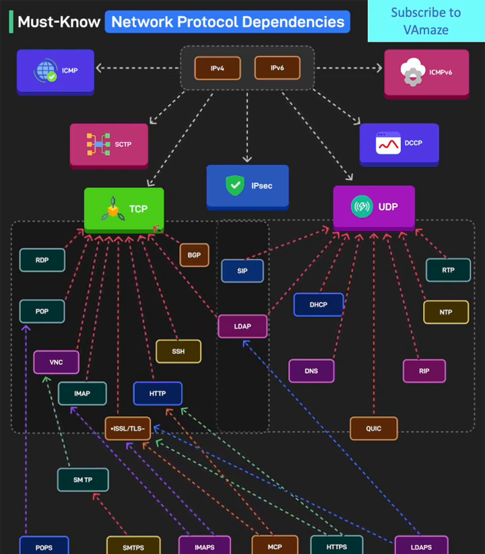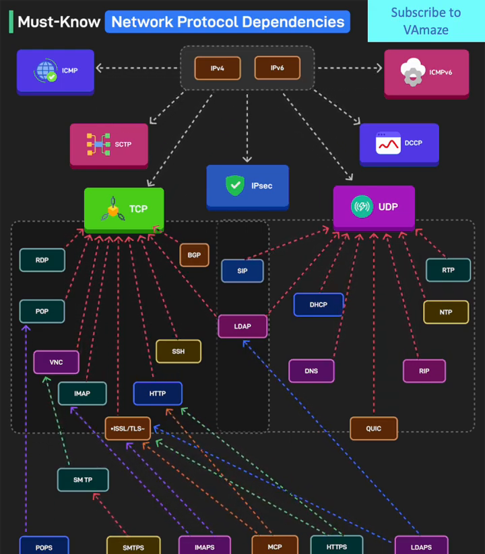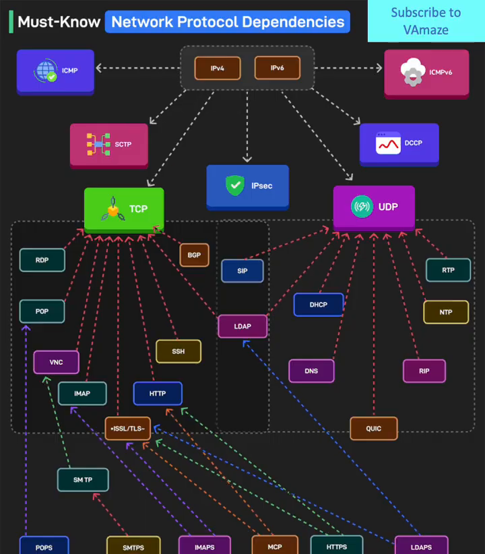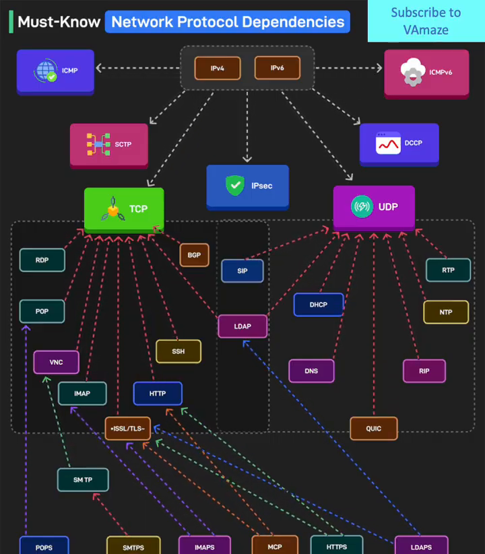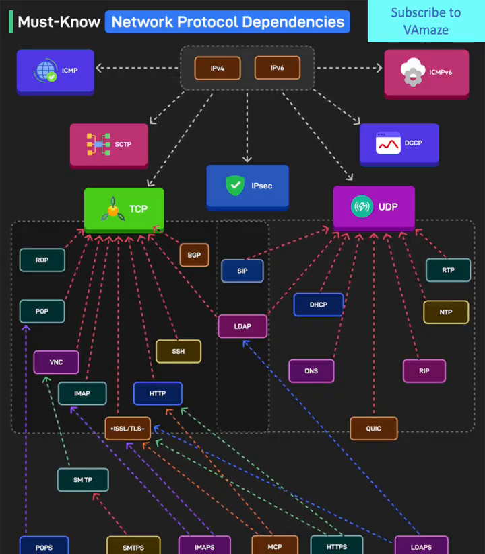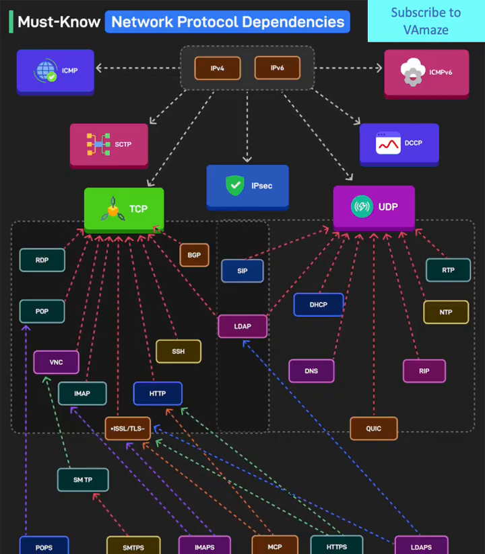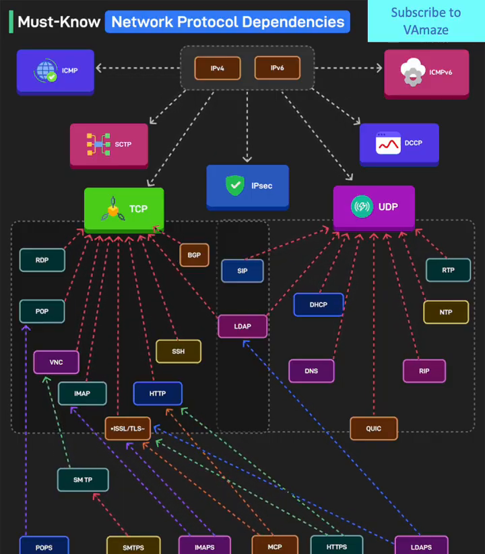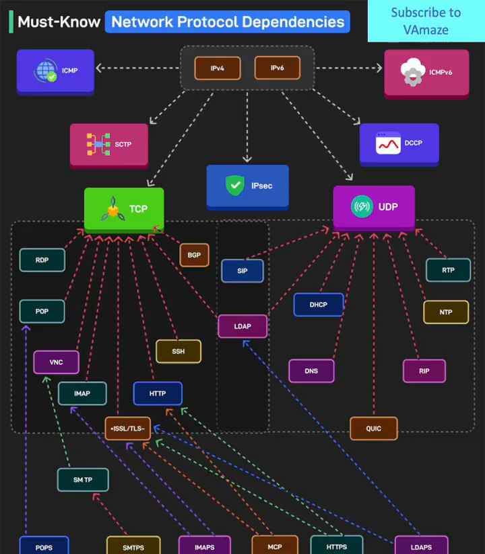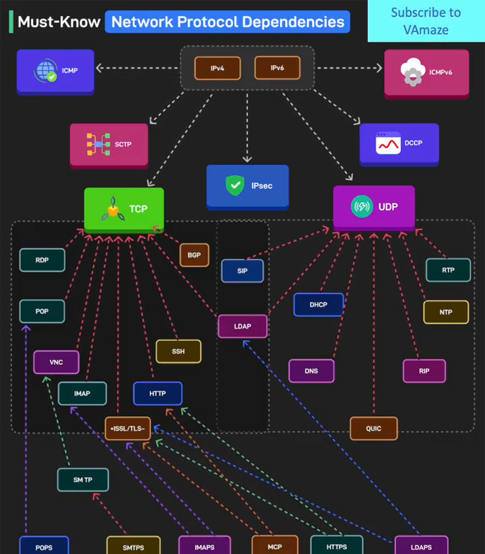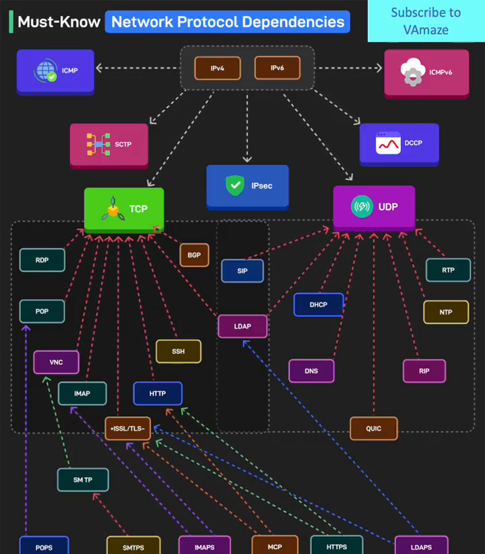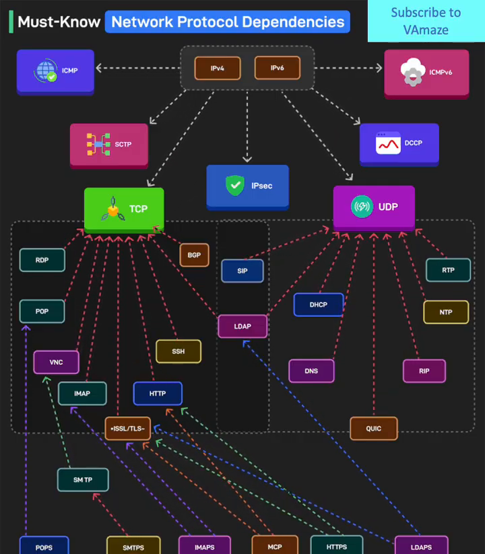LDAP, BGP, SIP, and others. You may notice LDAP, BGP, and SIP straddling the middle area between TCP and UDP. That's because LDAP and BGP are TCP-centric protocols. They need reliable sessions. But their secure versions, like LDAPS, require both TCP plus TLS. SIP can use both UDP and TCP. By default, SIP messages often start on UDP for lower overhead but can fall back to TCP if reliability is needed.